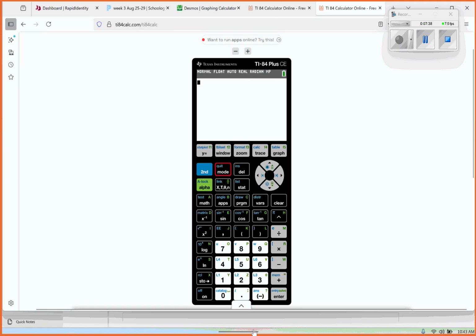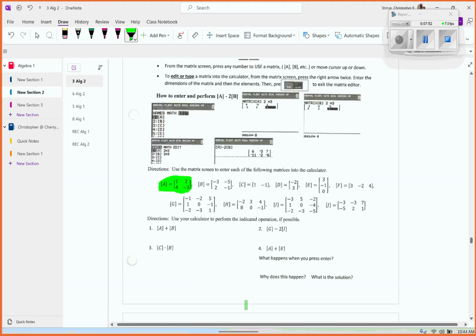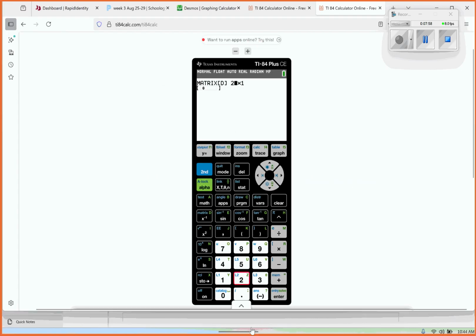Second mode. Go back into second matrix. Now we have 3 of our matrices in. We want to do letter D. I'm going to edit that. Notice we're not doing any math yet. Letter D is a 2 by 1. This is a 2 by 1.